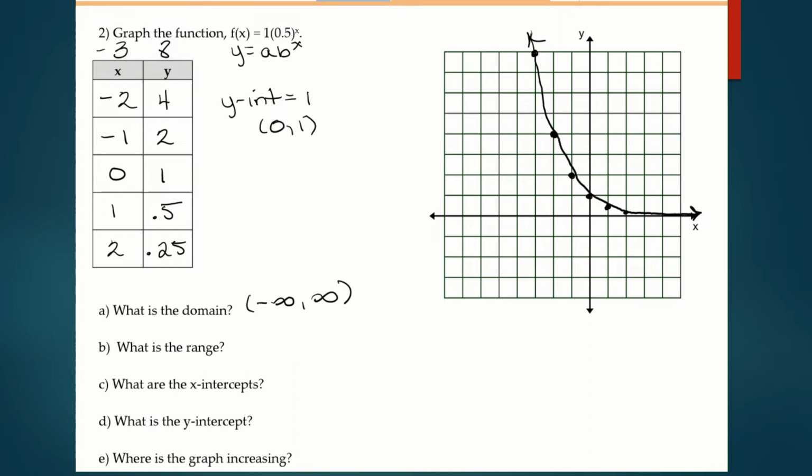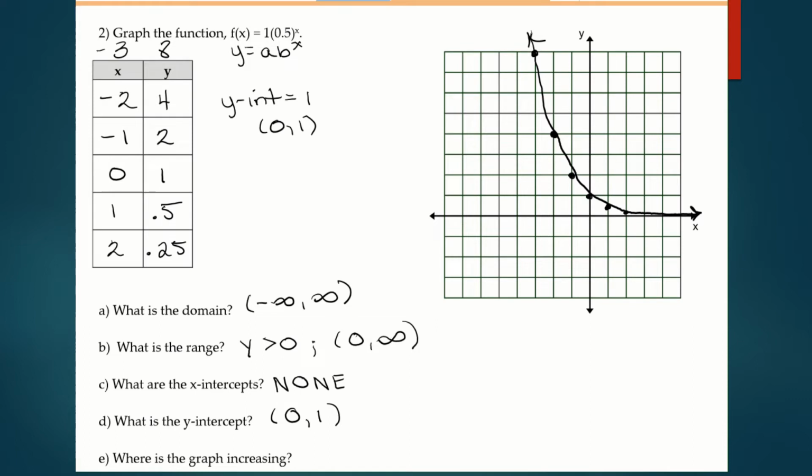But our y values are going to be anything greater than 0. So we could say y is greater than 0, or we could write from 0 to infinity. Okay, but our y value will never actually touch 0. It's going to get super, super close to it, but it's never actually going to touch it. Do we have any x-intercepts here? Nope. We're never crossing or touching the x-axis. What's the y-intercept? Well, our y-intercept here is (0, 1).